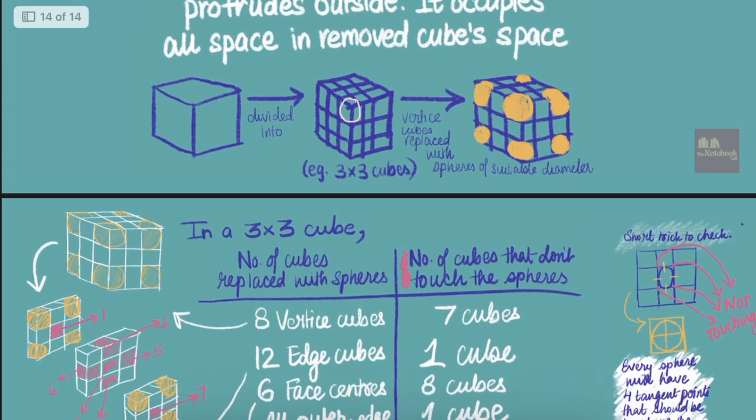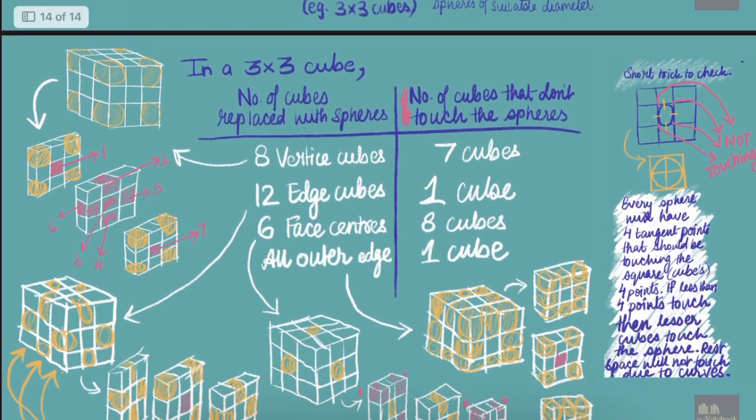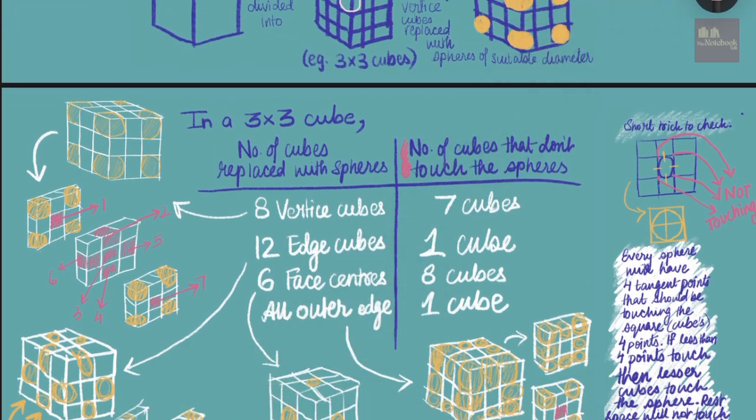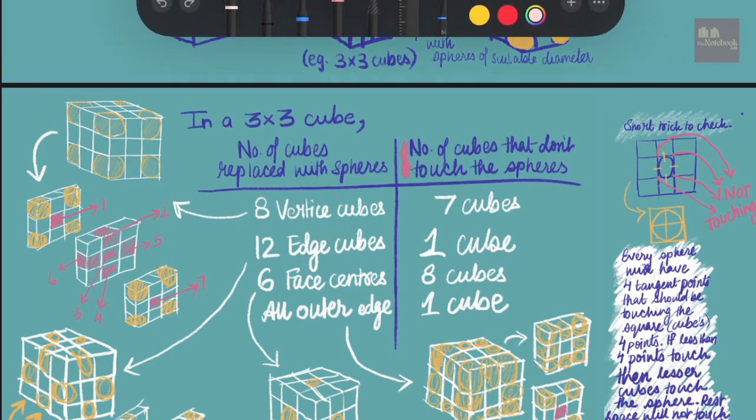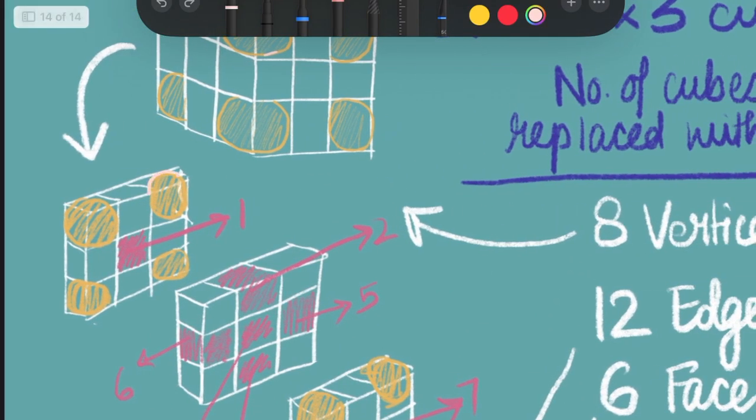Now I have broken down one question for you to see how it's done. If I have 8 vertex cubes, right, and I have replaced it with the spheres, I have replaced the 8 vertex cubes with the spheres. So how many cubes will be there that are not touching the spheres? You can see like this. If you can see that मेरा sphere ये था, थोड़ा सा यहाँ पे गैप बचा है, so it's not touching this cube. Similarly, it will happen for this sphere and this sphere, right?